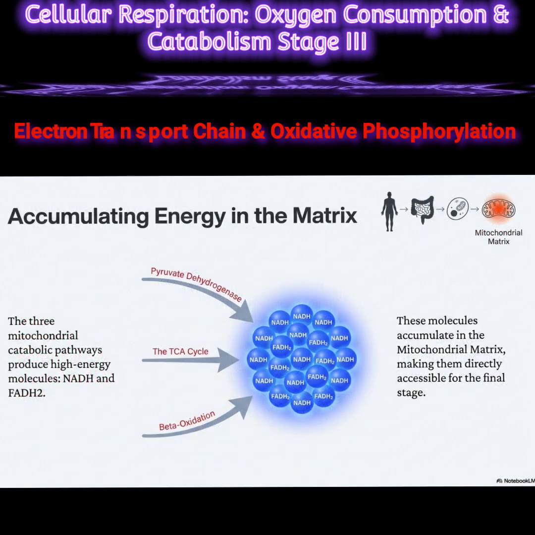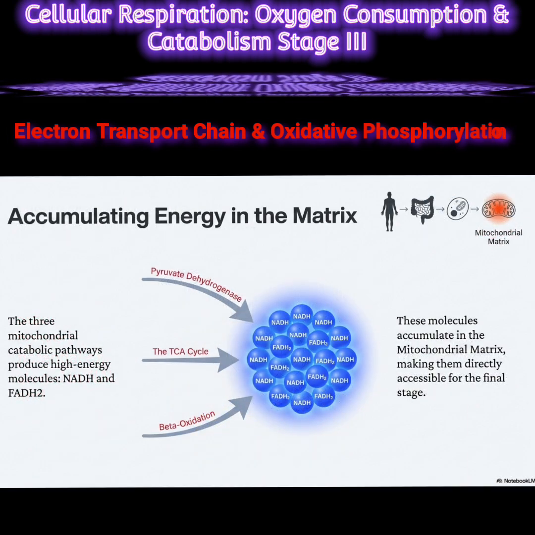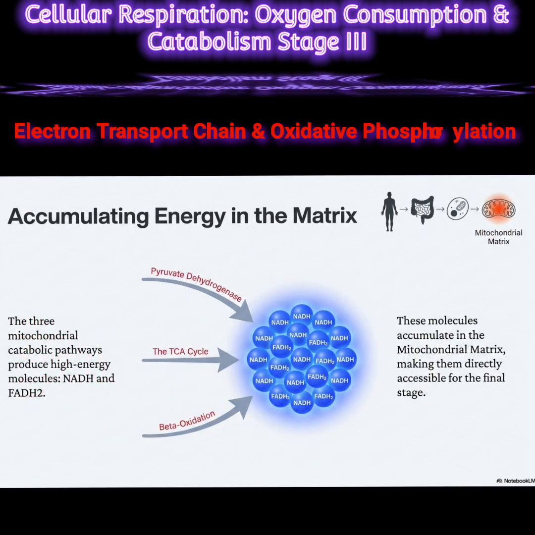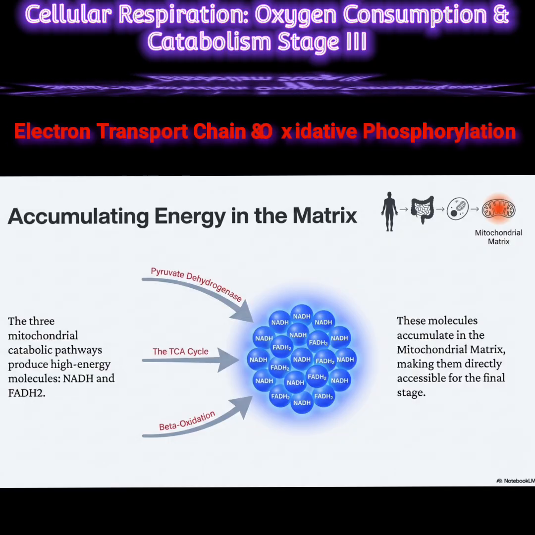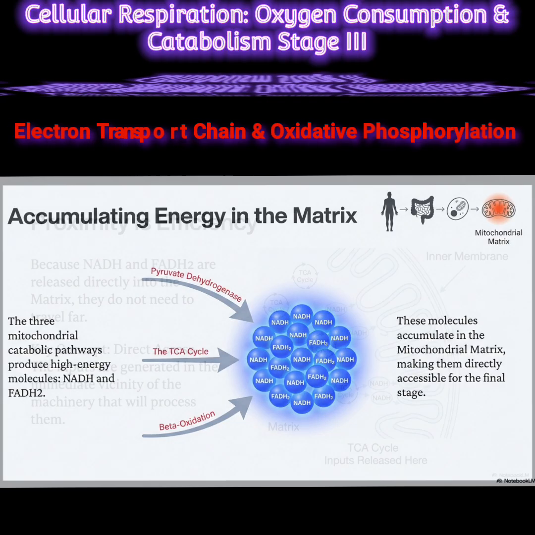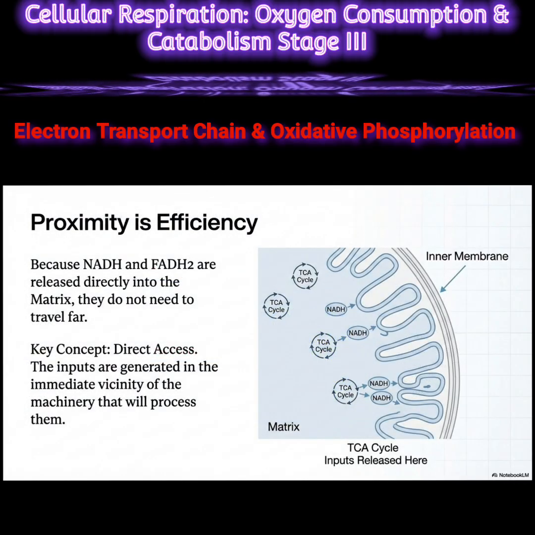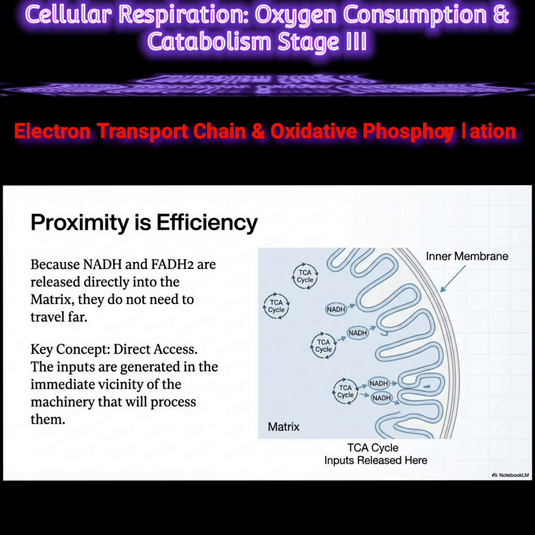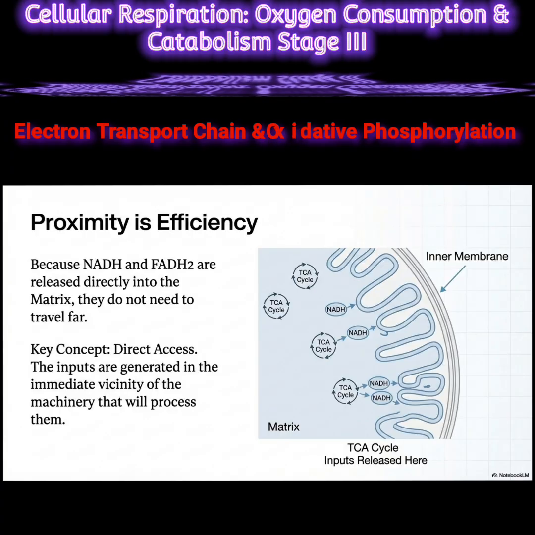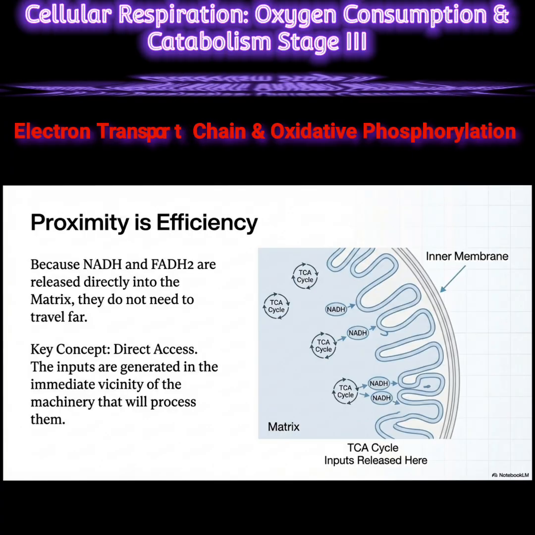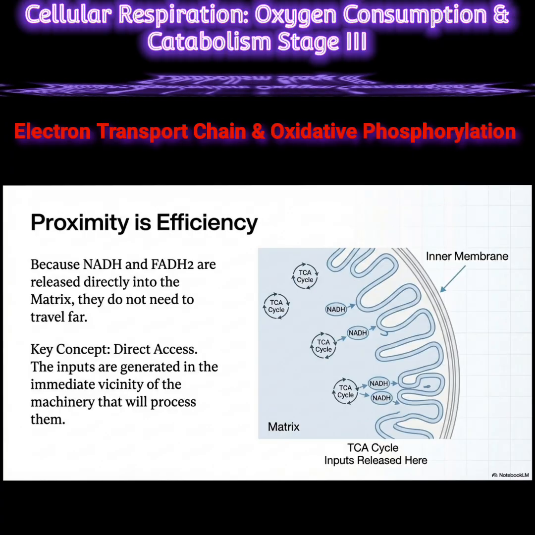Importantly, NADH and FADH2 produced by pyruvate dehydrogenase, the TCA cycle, and fatty acid beta oxidation are released in the mitochondrial matrix and would have direct access to the electron transport chain component in the inner mitochondrial membrane.